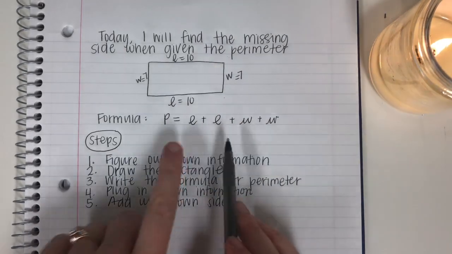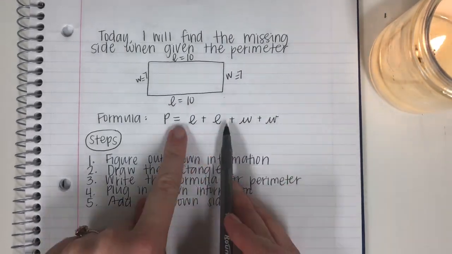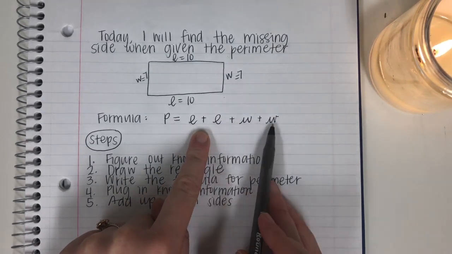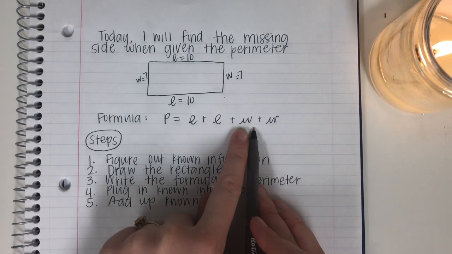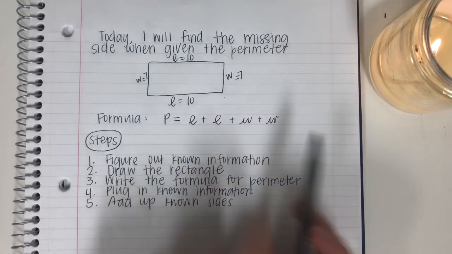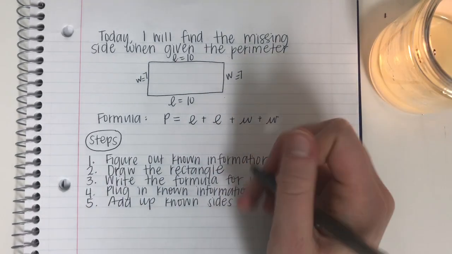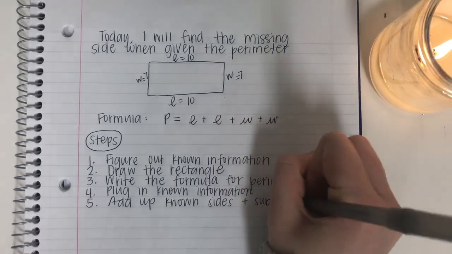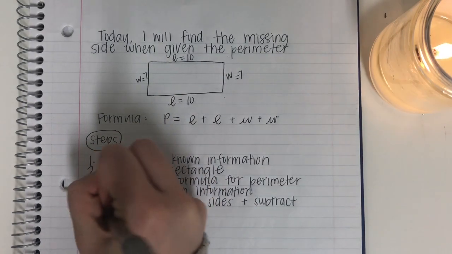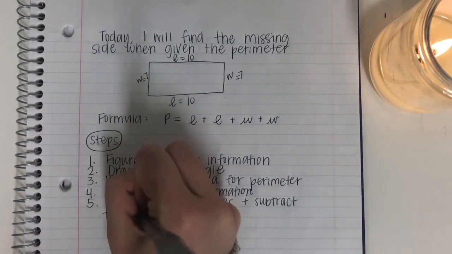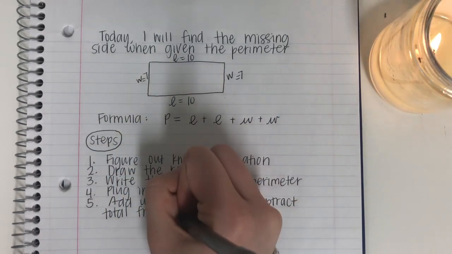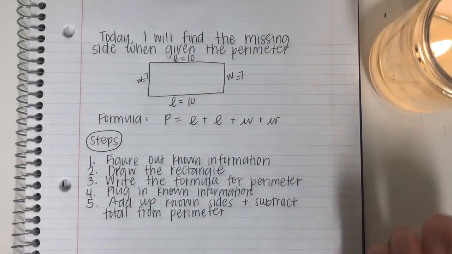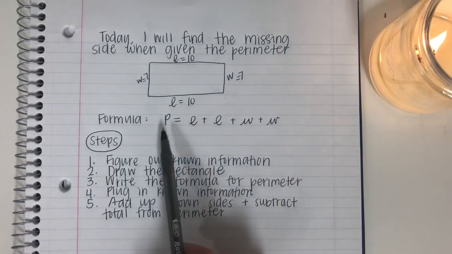Whether you have your length or your width, you will add them both up. So whether you have two lengths that you know and you're just missing your width, or you have your width and you're missing your length, you would add up the two numbers. So add up known sides and subtract total from perimeter, because with these problems we are given the perimeter, so we are given P already.